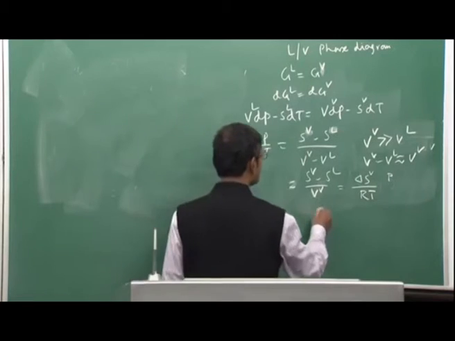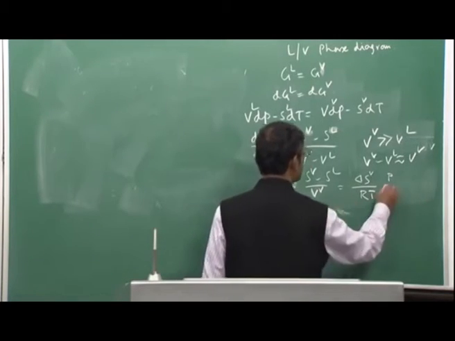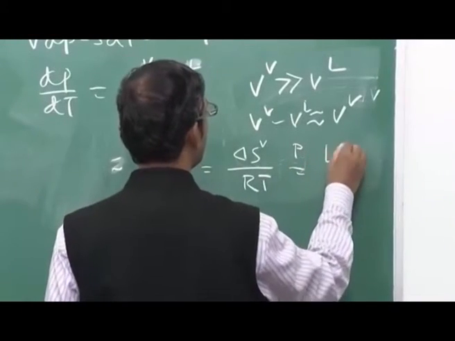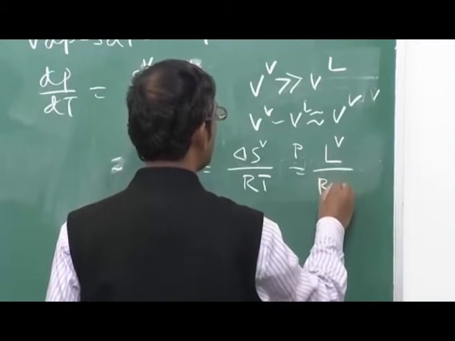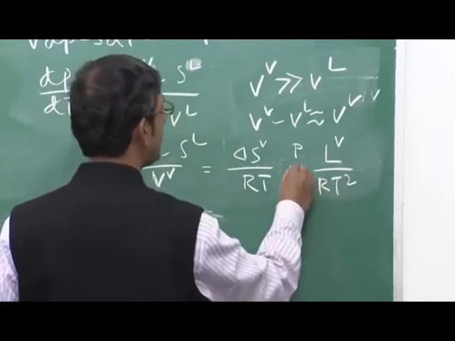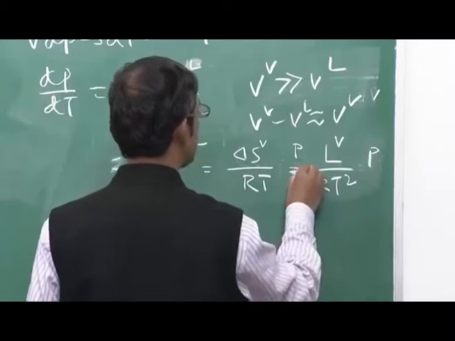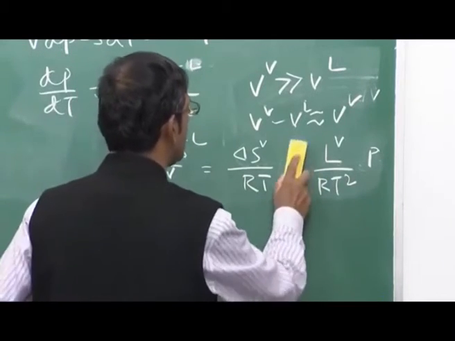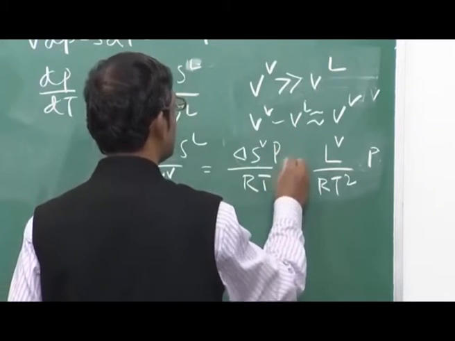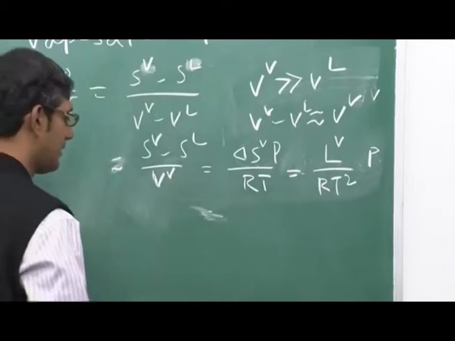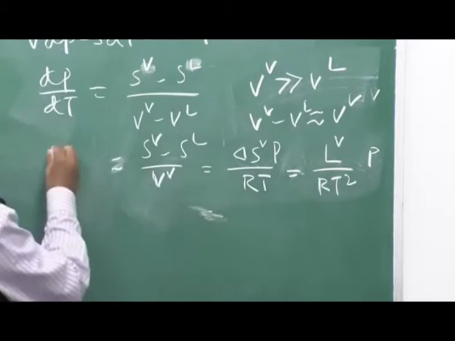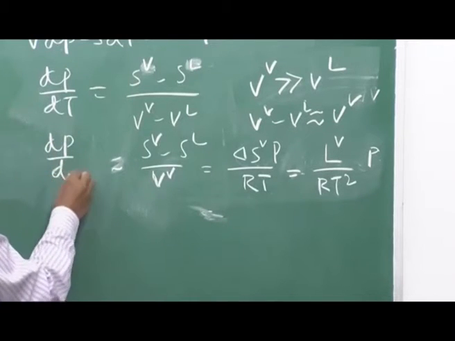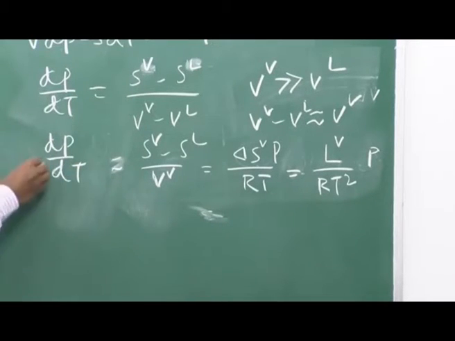So what is delta S? Delta S is nothing but the latent heat of vaporization divided by R T square, because L by T here into P, right. This can be written easily like this. So I get this expression dP by dT equal to this. So now I take out this expression here and solve this.